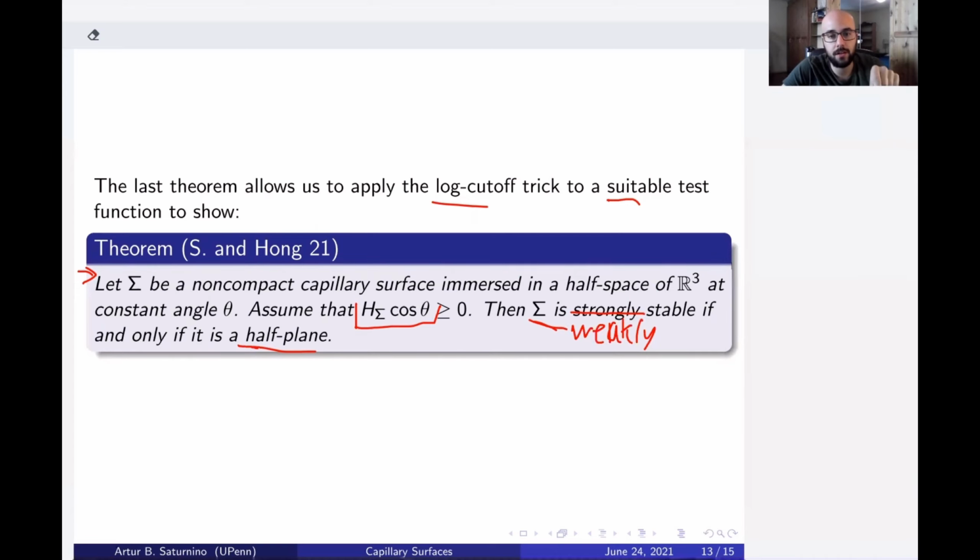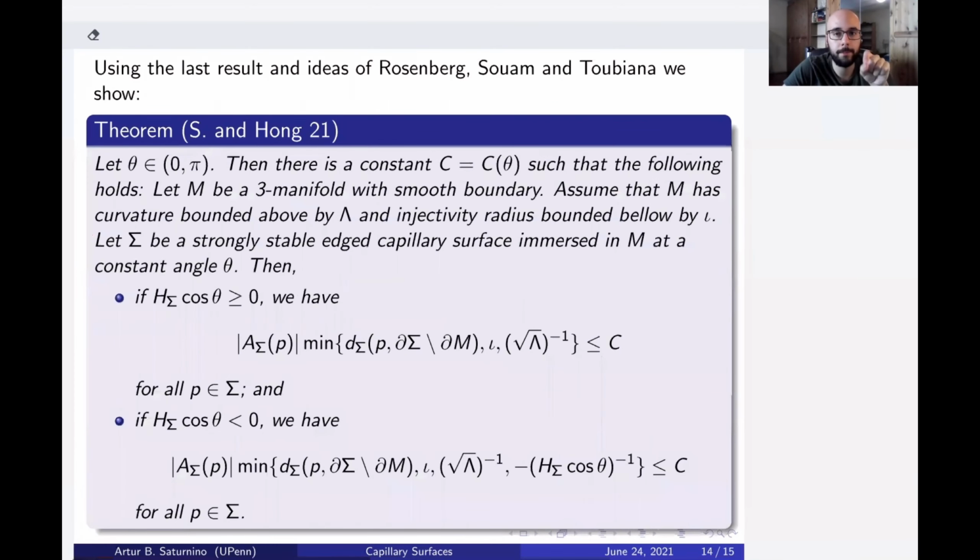This characterization of the stable surfaces, together with some ideas of Rosenberg, Souam, and Toubiana, allows us to prove also curvature bounds for strongly stable capillary surfaces. So, explaining here how these bounds work. First we fix an angle. And now it turns out that there is a constant C depending only on the angle. It's nice that this is the only dependence, such that the following holds.